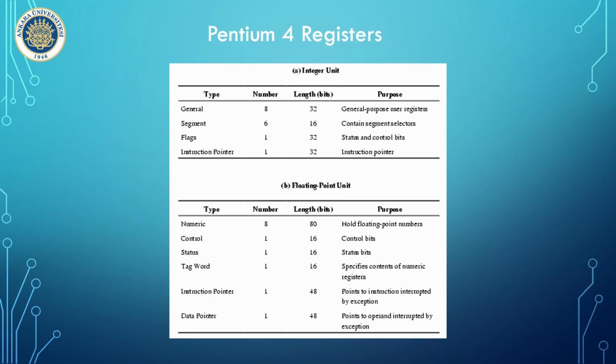The Pentium 4 architecture includes a wide variety of registers. In addition to these general purpose integer registers, there are floating point registers, SIMD registers for multimedia and vector operations, and various control and status registers.